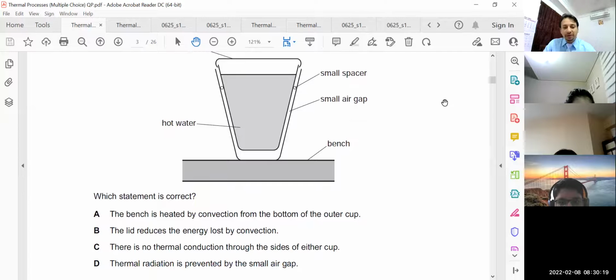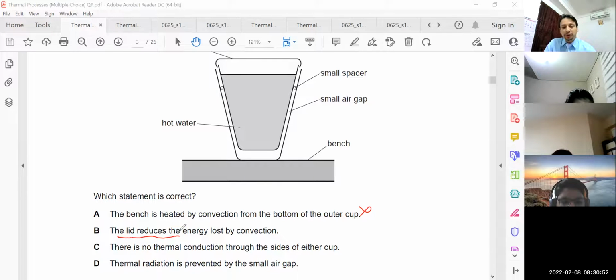The bench is heated by convection from the bottom of the outer cup. The bench cannot be heated, heat always flows from bottom to up by convection. And so option A is wrong. The lid reduces the energy lost by convection. Yes, it will do. So still I have to check other options also. I find the right answer B, but let me check why C and D are wrong.